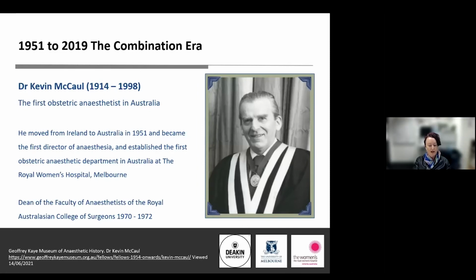The so-called combination era began in 1951 with the appointment of Dr. Kevin McCall as the first director of anaesthesia and the first obstetric anaesthesia department in Australia. Dr. Kevin McCall, a doctor trained in Ireland, moved to Australia in 1951, and he can be truly called the first obstetric anaesthetist in Australia. From this department sprung many departments of obstetric anaesthesia around Australia, with dedicated directors, as well as anaesthetists who had leadership roles in obstetric anaesthesia in their hospitals.